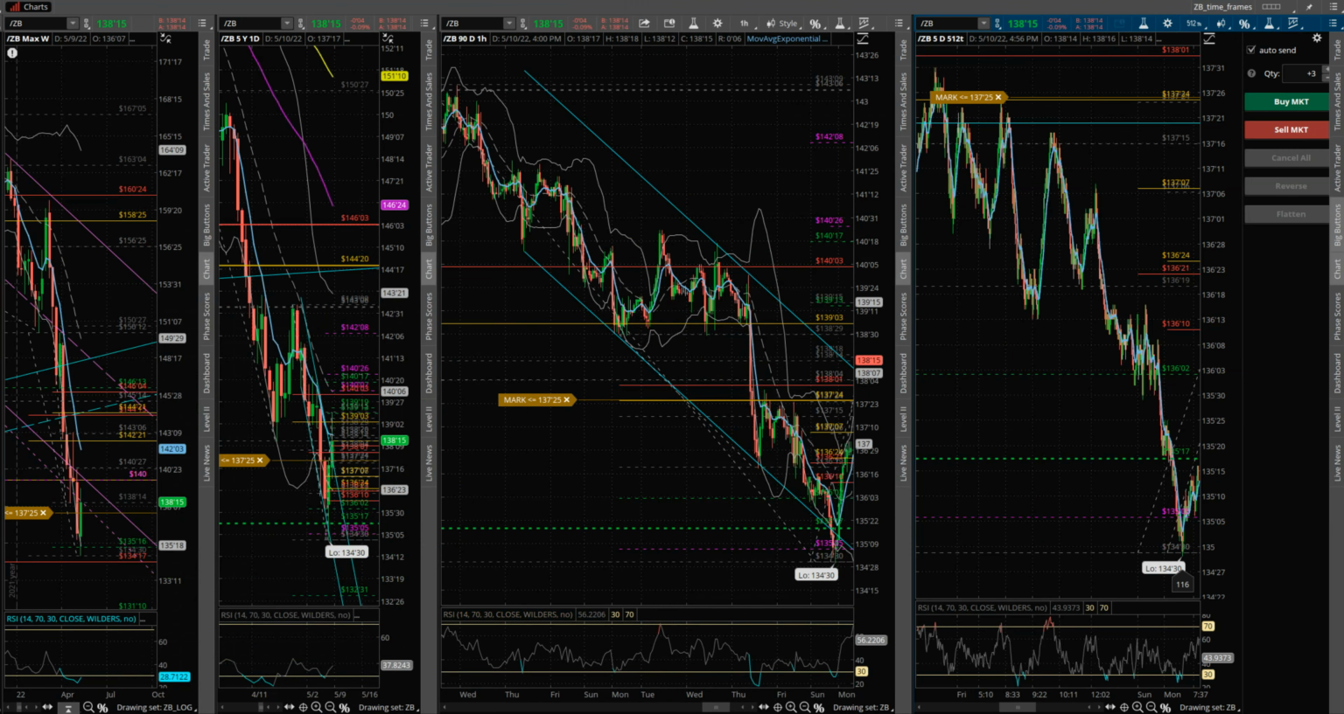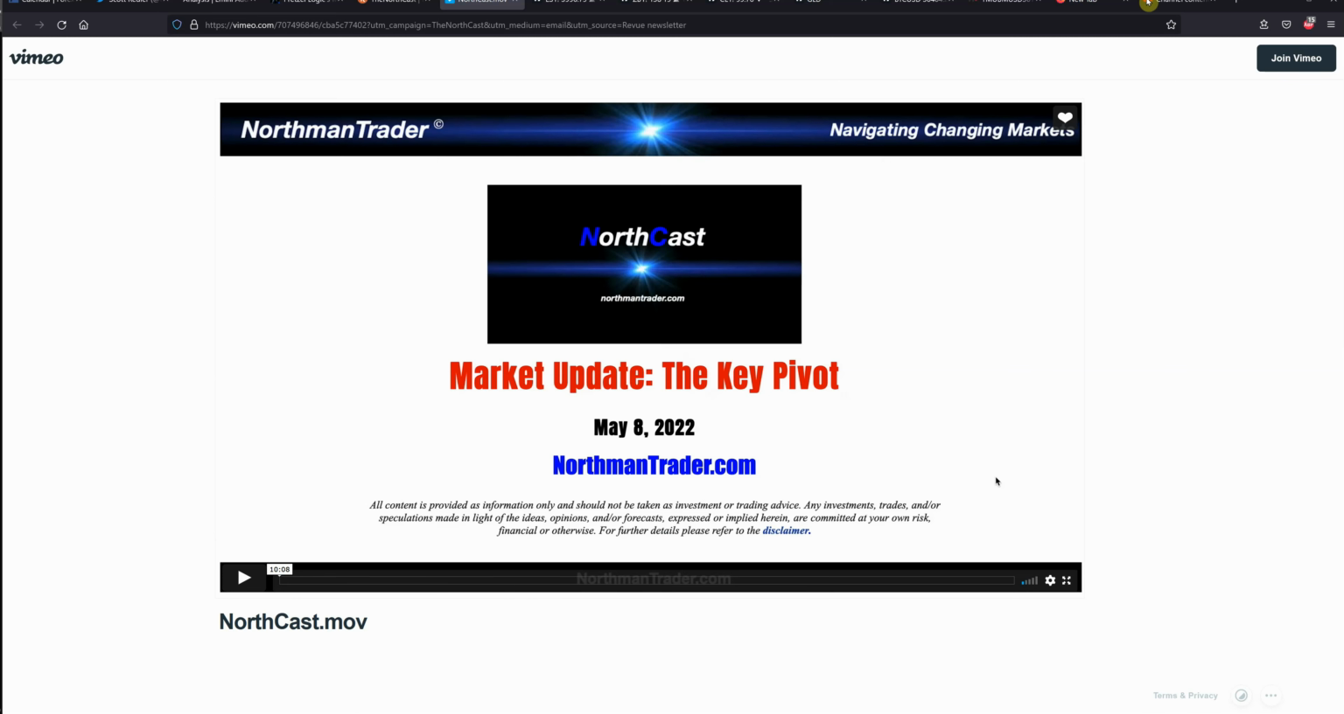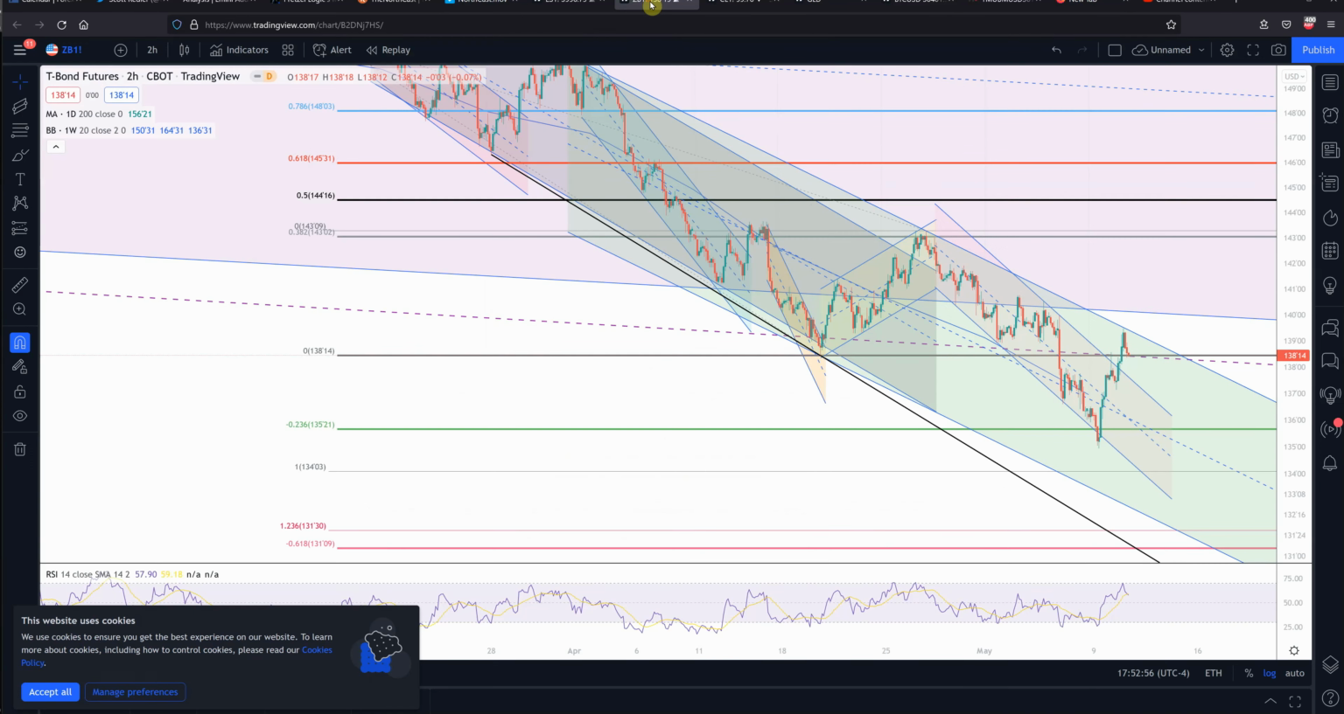So this wave broke out of its channel. Where am I? I am right here, right? So we had a wave down. The underthrow of the channel and the capture of the profit target of these different extensions on different time frames was the pivot.